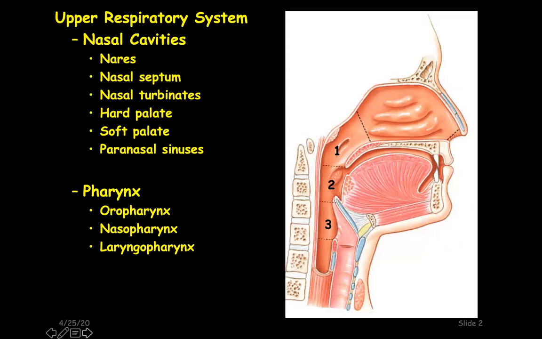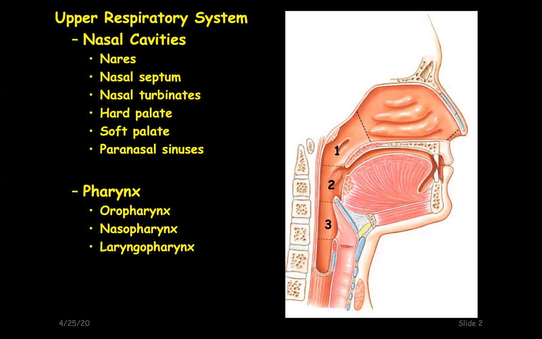So it comes in through the external nares. Those are the nostrils, the opening into the nose. It's guarded by hair. And next we would see the nasal septum. We can't see it on this view, so it's not exactly a mid-sagittal view. The nasal septum is what separates the two sides of the nasal cavity. It's formed by the perpendicular plate of the ethmoid bone and the vomer bone, as well as some cartilage.